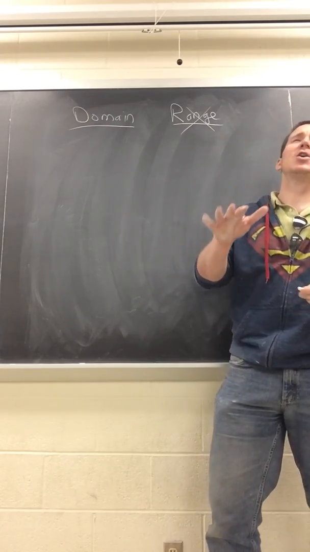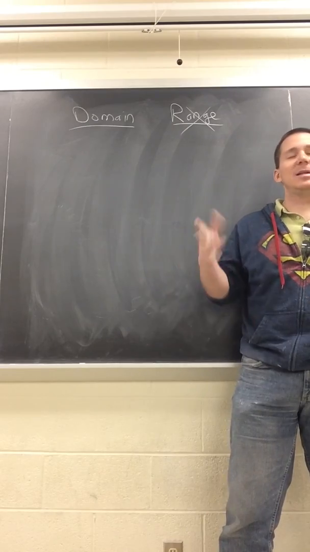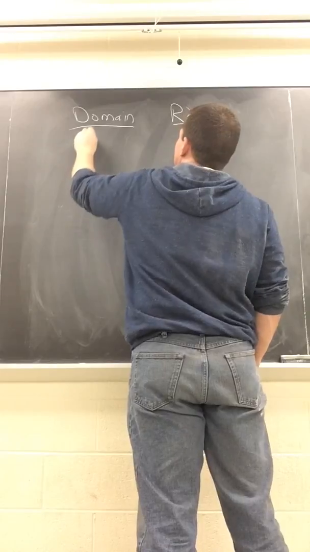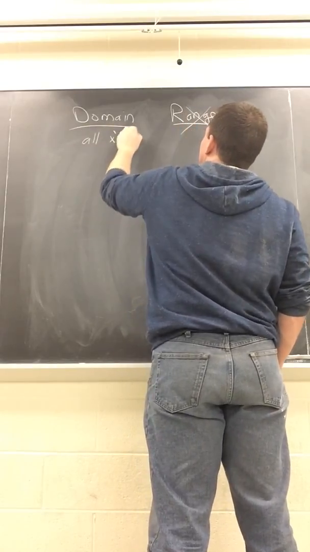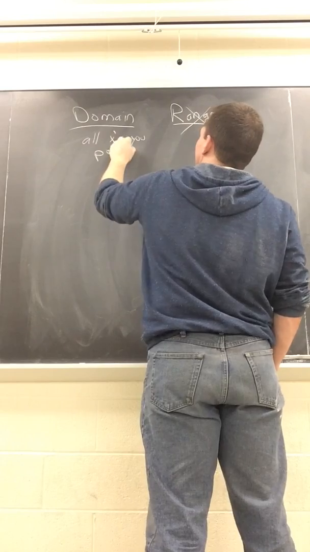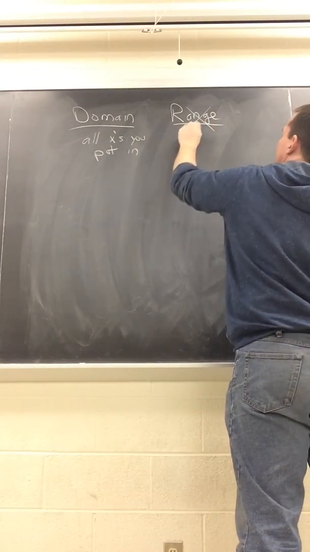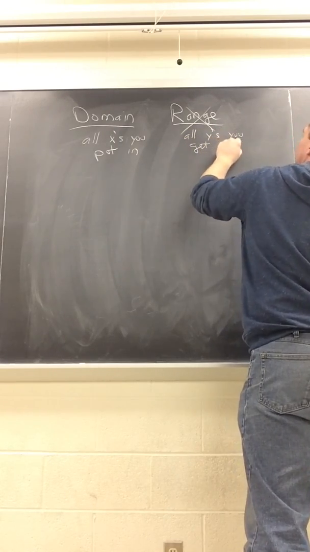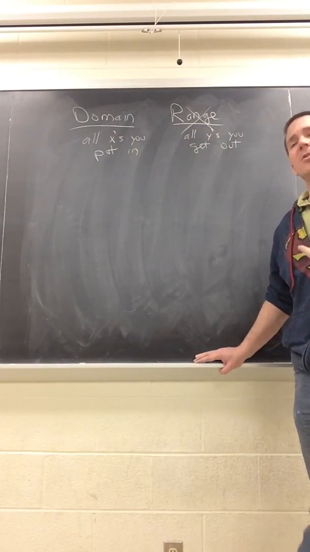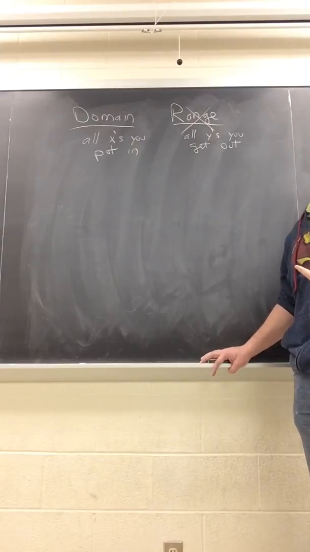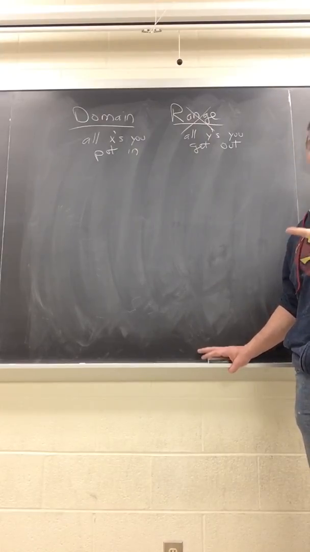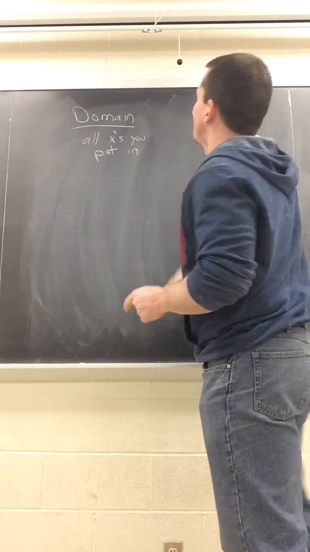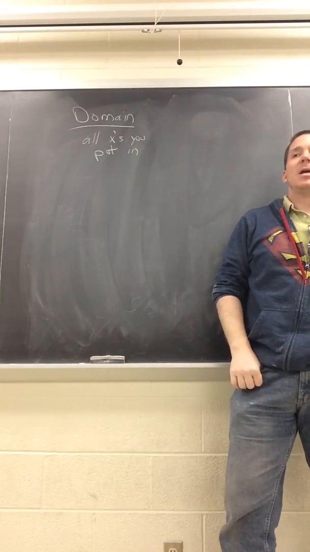As far as definitions go, you can get really technical with your definitions, but for the purposes of what we're doing, for the domain, we'll just say all the x's you put in. And for the range, we'll say all the y's you get out. Again, the best and simplest way to find the range is to look at the graph. We're going to deal with that more later in the semester, so for right now, we'll just focus on the domain, all the x's you put in.